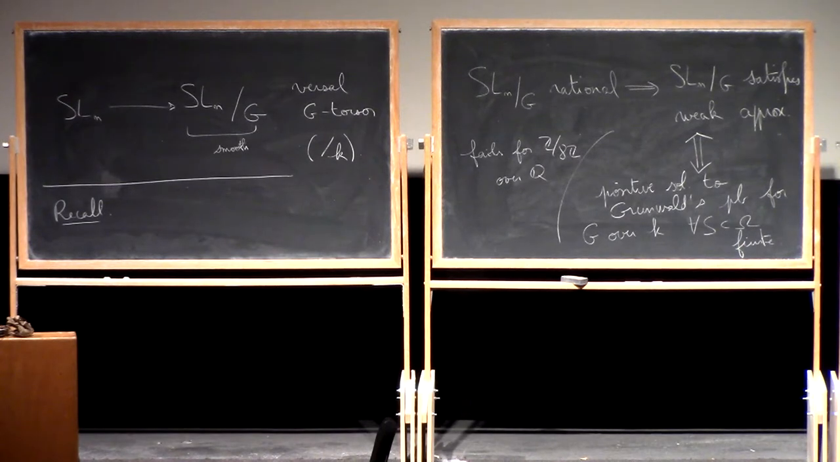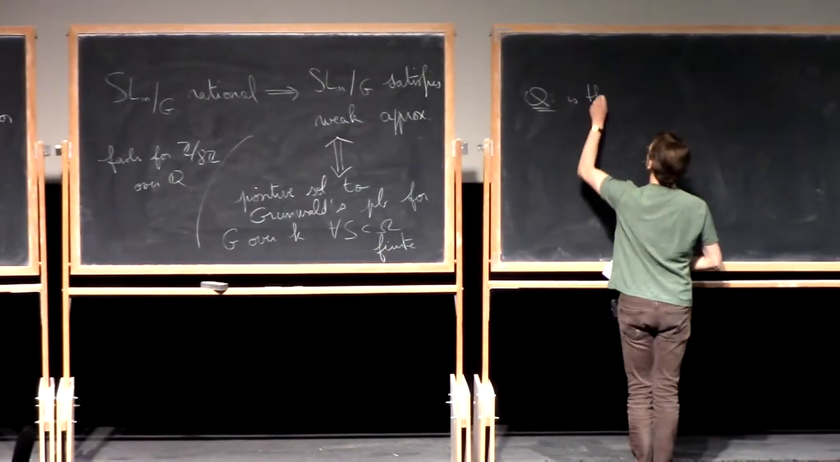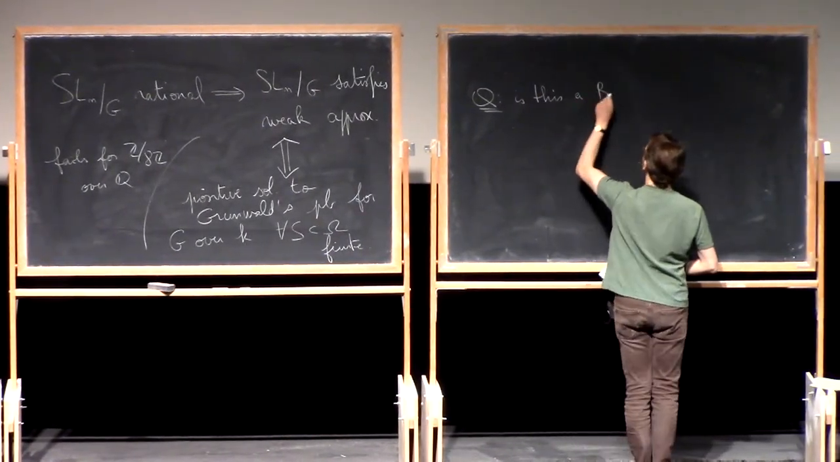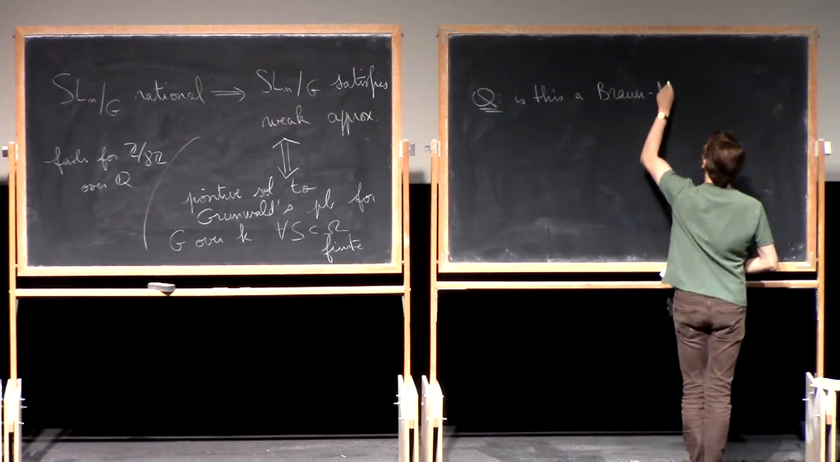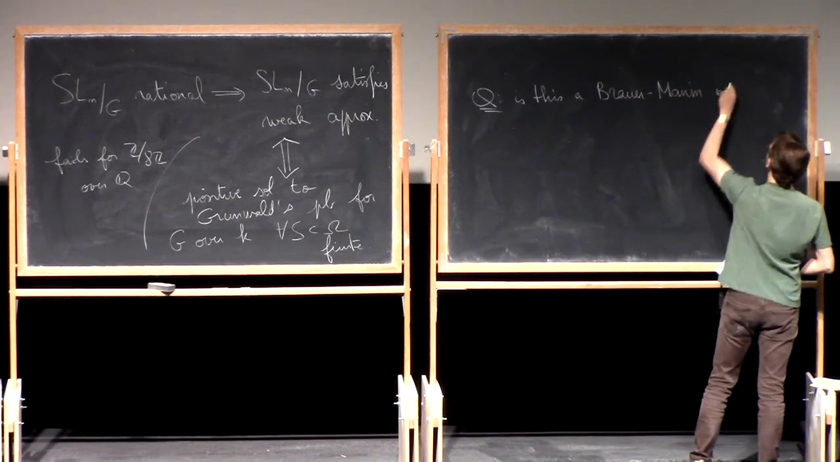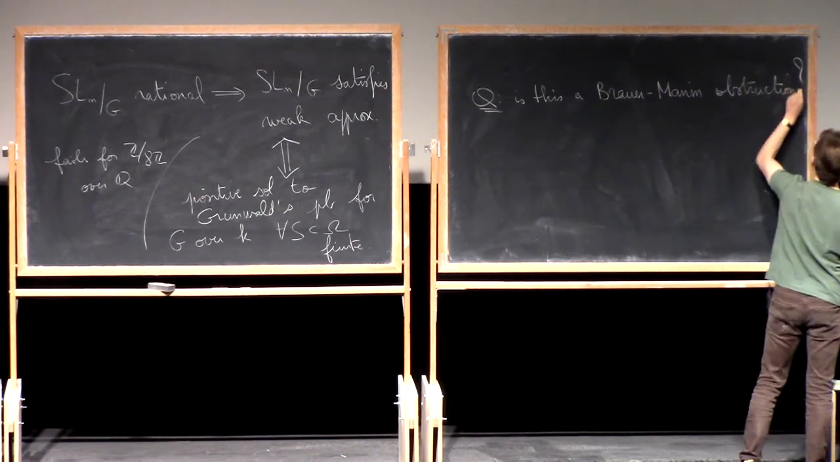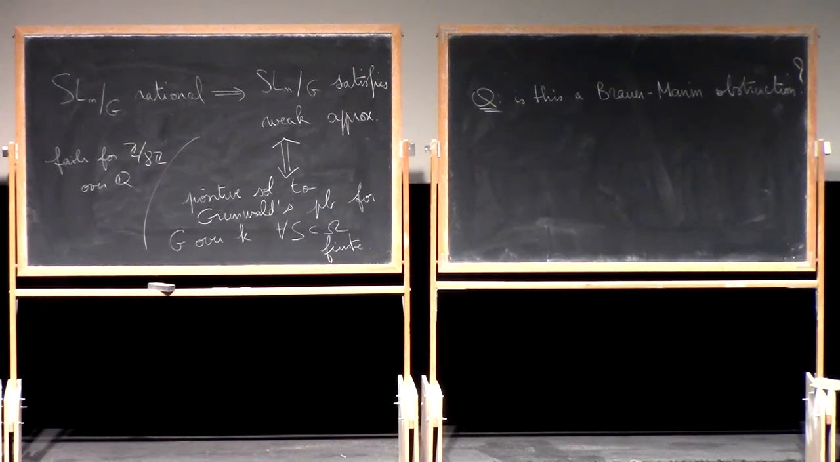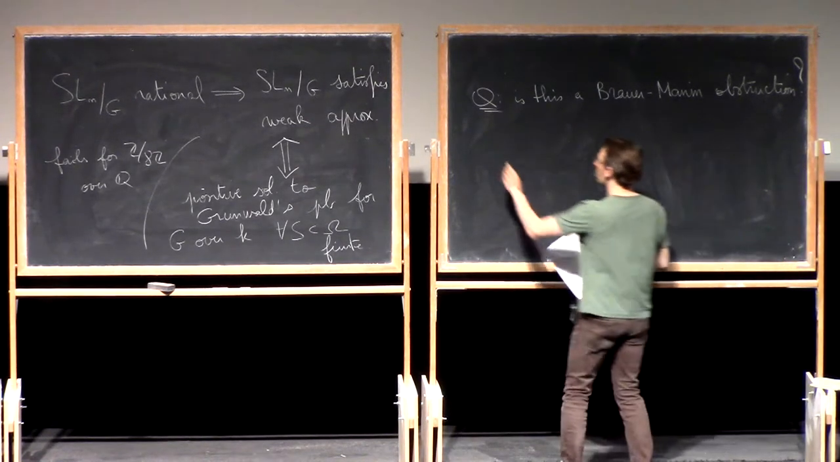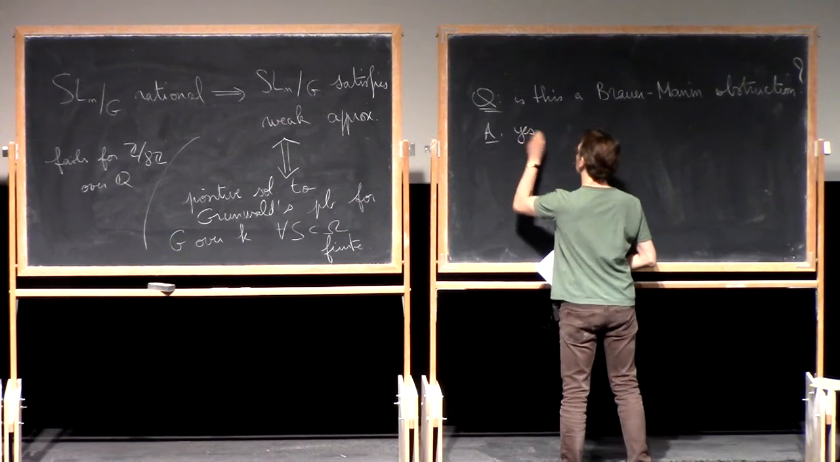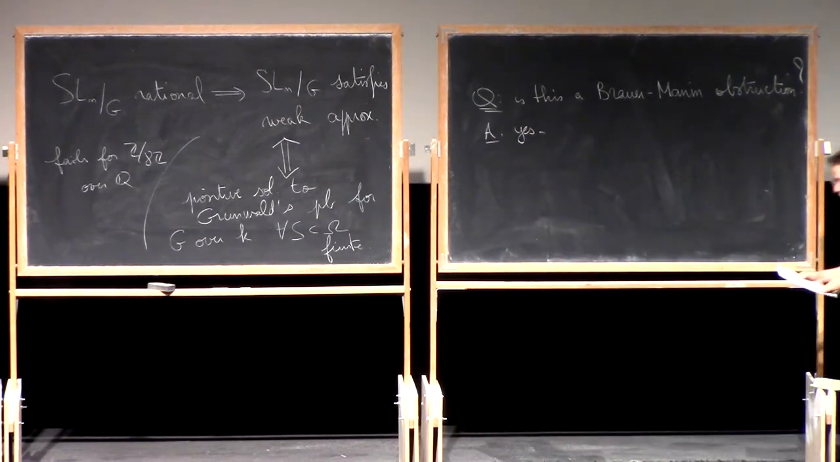So now, after Bianca's lecture, the natural question is, what is this failure of weak approximation on this variety? Is it a Brauer-Manin obstruction to weak approximation? And, well, the answer is yes. To state this, let me introduce some notation.